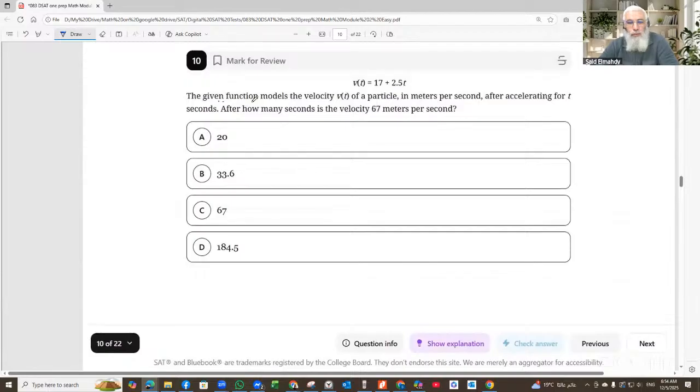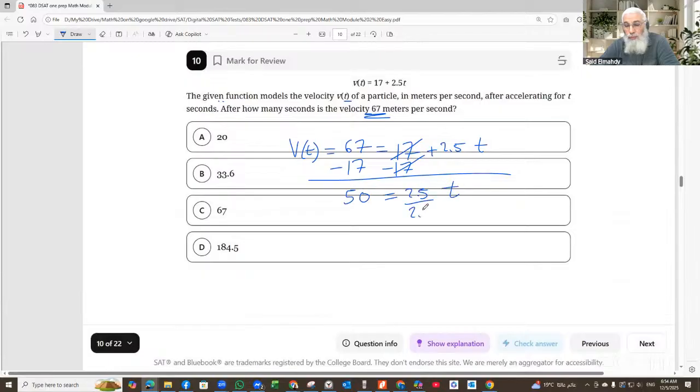The given function models the velocity v(t) of a particle in meters per second after accelerating for t seconds. After how many seconds is the velocity 67 meters per second? So velocity will be 67 meters per second equals 17 plus 2.5t. We subtract 17. So 67 minus 17 is 50 equals 2.5t. We divide by 2.5. So t is 20, after 20 seconds.